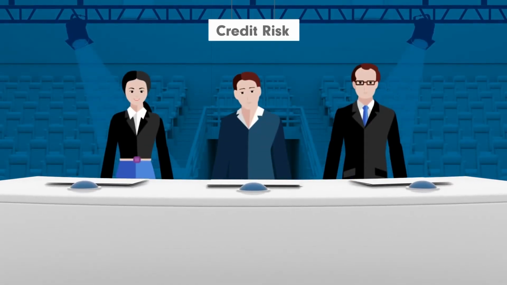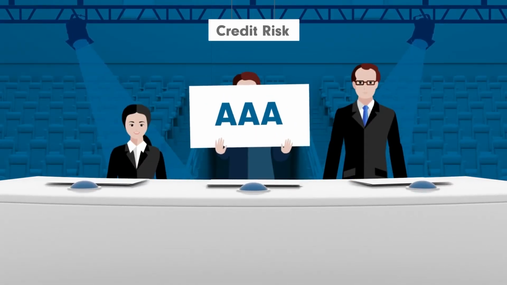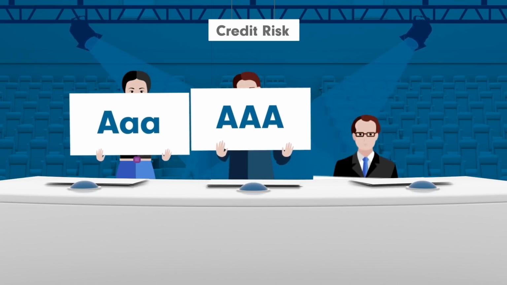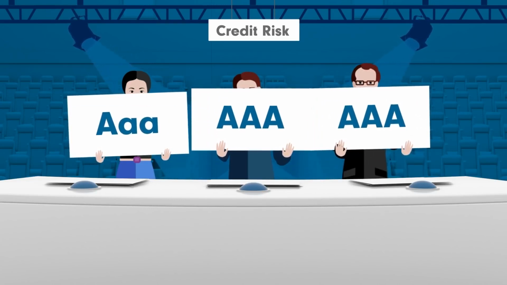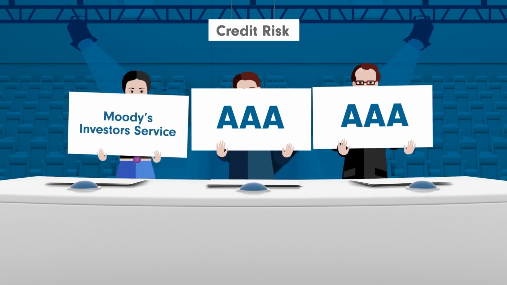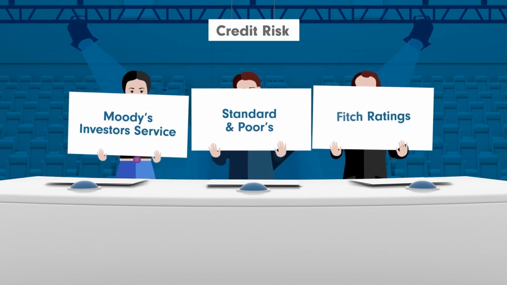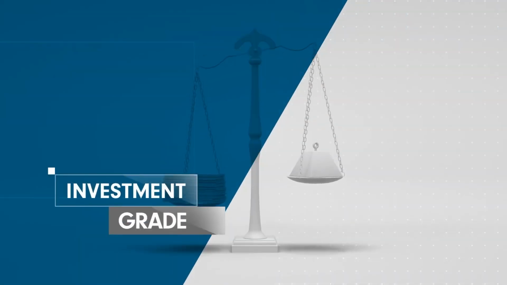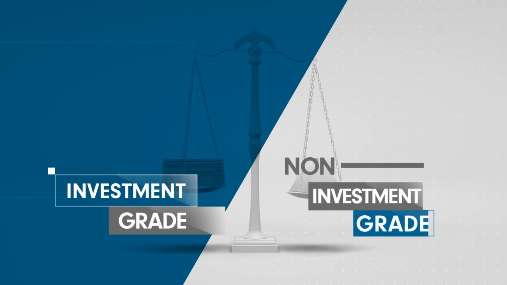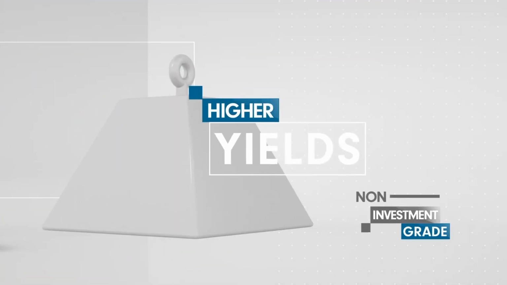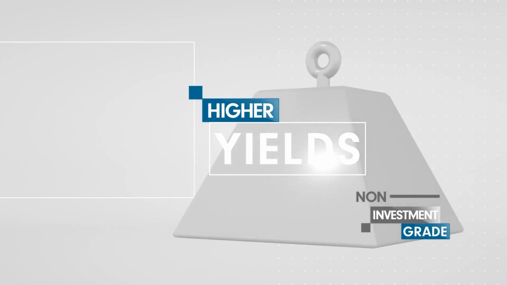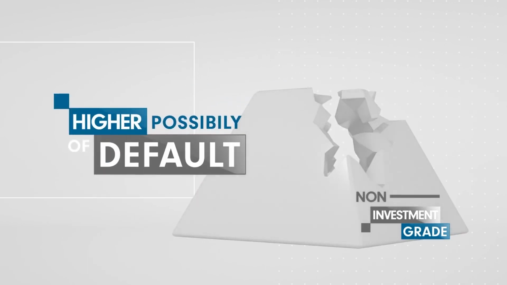To help investors evaluate the financial stability of bond issuers, several credit rating agencies assign rankings to different bonds to assess their credit risk. The 3 largest credit rating agencies are Moody's Investor Service, Standard & Poor's, and Fitch Ratings. Bonds can be either rated investment grade or non-investment grade. Non-investment grade bonds, also called high-yield bonds, offer higher yields than investment-grade bonds, but have a higher possibility of default.